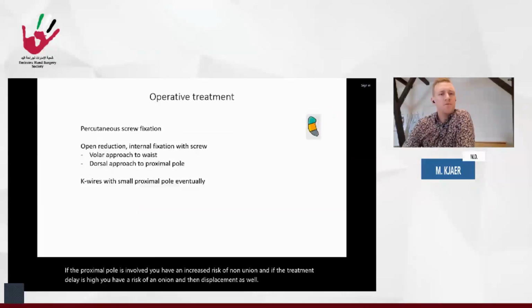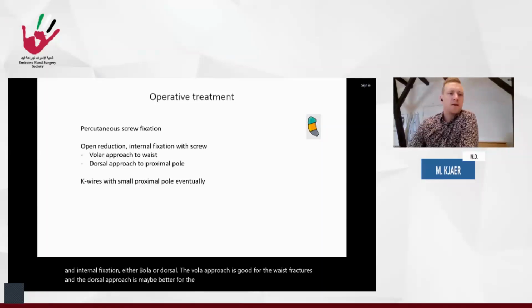What we can do for operative treatment is percutaneous screw fixation or open reduction and internal fixation, either volar or dorsal. The volar approach is good for the waist fractures, and the dorsal approach is maybe better for the proximal pole. And K-wires can be used as well eventually if it is a really small proximal pole fracture.